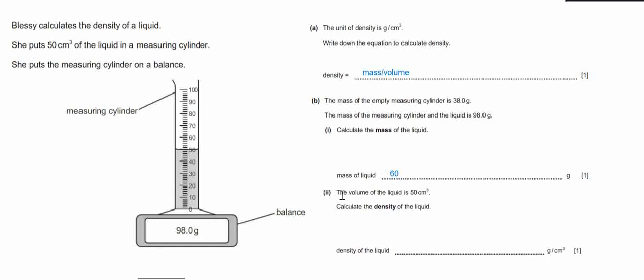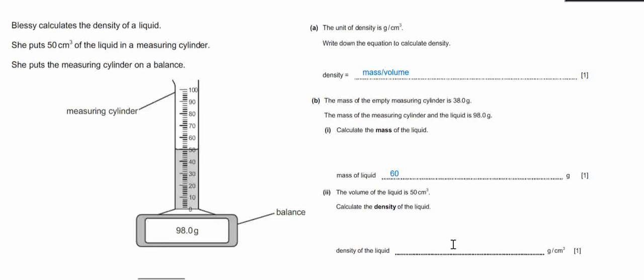Next question B part 2, the volume of the liquid is 50 cubic centimeters. Calculate the density of the liquid. So 10 seconds from now.